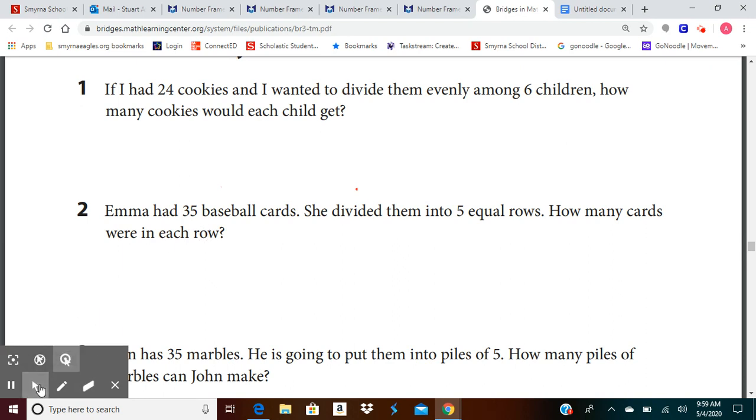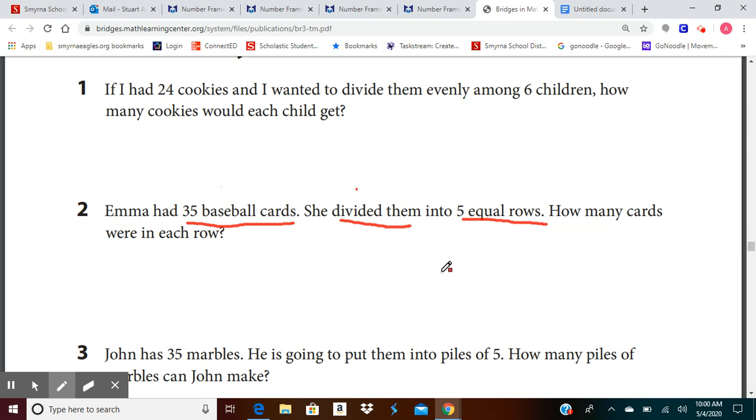Number 2. Emma has 35 baseball cards. She divided them into 5 equal rows. How many cards are in each row? So we're looking at 35 cards. They tell us that she divided them into 5 equal rows.